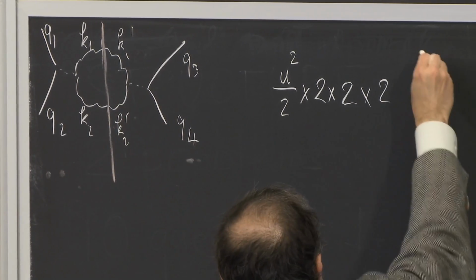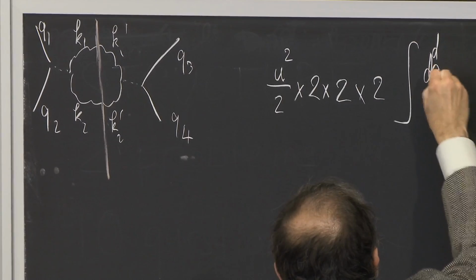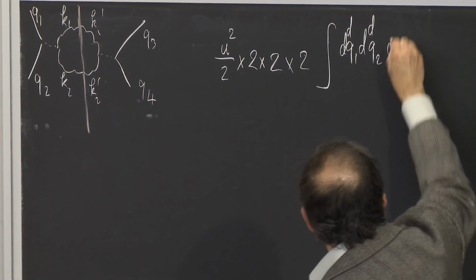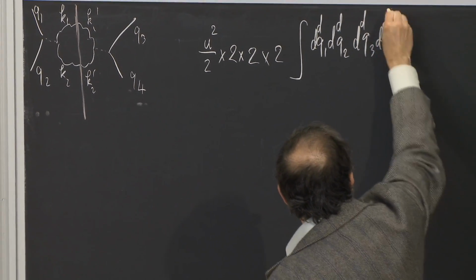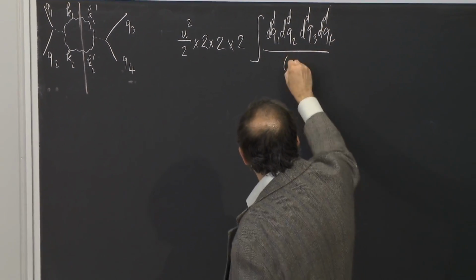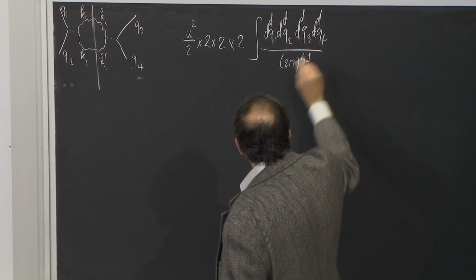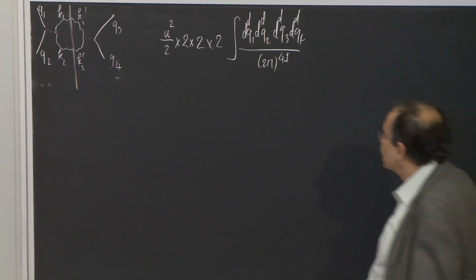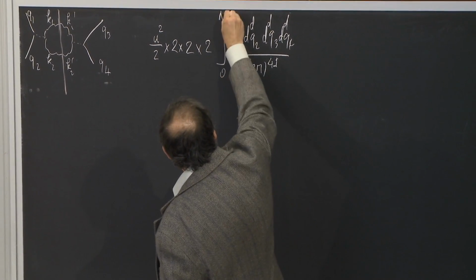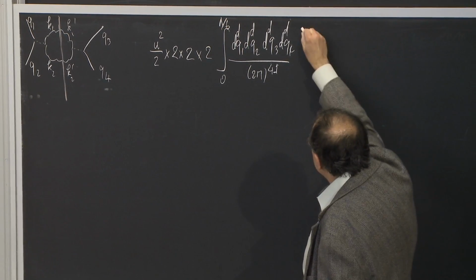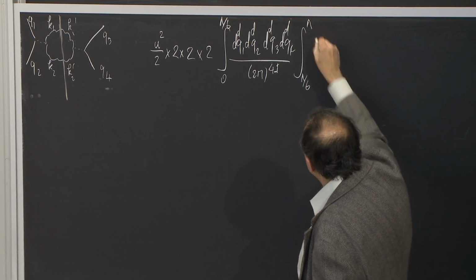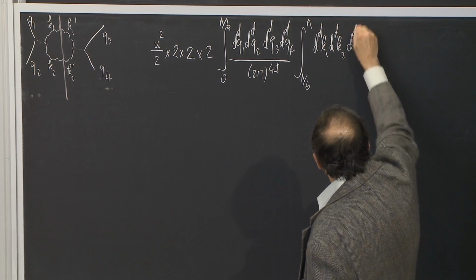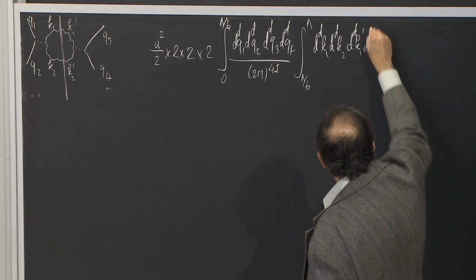A particular one of these is an integral over Q1, Q2, and from here I would have integrations over Q3, Q4. These are all integrations for variables that are in the inner shell. So this is lambda over b. I have integrations from lambda over b to lambda for the variables k1, k2, k1 prime, k2 prime.